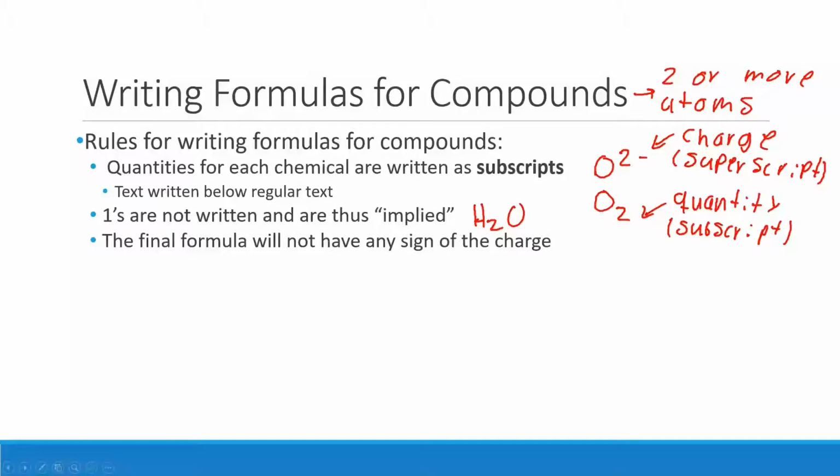And the last thing is that the final formula will not have any signs of any charges. And this should probably make sense to us because remember, the subscript tells you the quantity of something. A quantity is not going to be charged, and it won't have a positive sign or a negative sign associated with it. It's just a whole number. And it really doesn't make sense to put a sign here, because if you first, for example, wrote H -2O, what you're essentially saying is that you have negative hydrogens, which really doesn't make any sense. You can't have negative hydrogens. You can only have some hydrogens or no hydrogens.